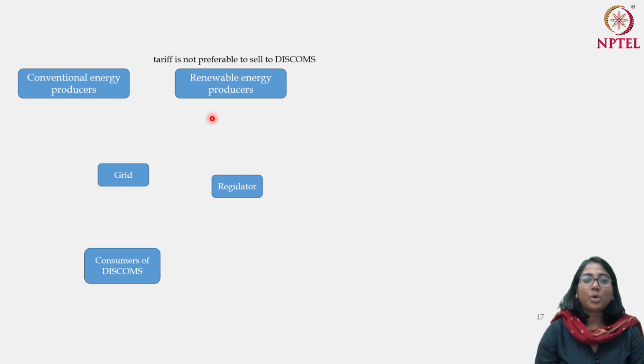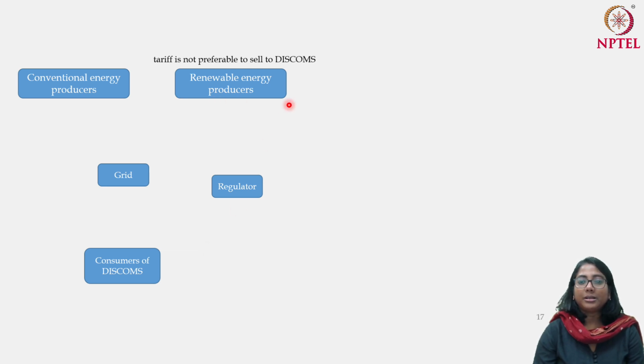Let us have a quick look to understand in more detail how the renewable energy certificate works. Here I have chalked out 5 stakeholders. One is the conventional energy producer. The second is the renewable energy producer. Both of them can provide electricity to the grid. There is a regulator who is issuing the RECs, that is renewable energy certificates, and there are customers of the discoms. So how does the function of renewable energy certificate happen?